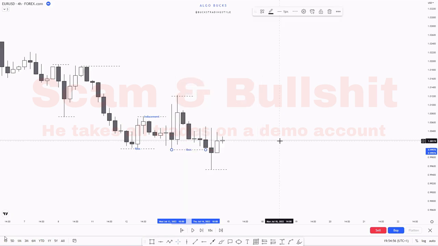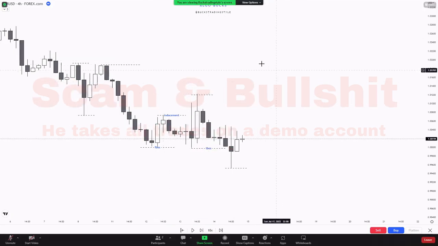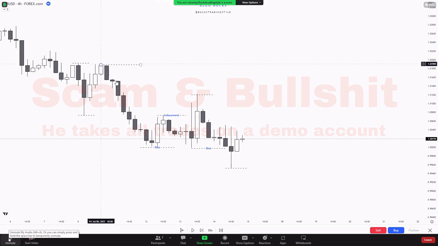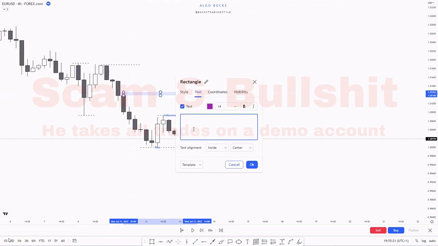True break of structure. Now, the mitigation, you should have noticed from the chart, the POI that we do mark, okay? We use candlestick wicks to mark POI. So from this range right here, if I want to mark my valid POI, I'll mark this wick right here. I can term this as mitigation. Okay.